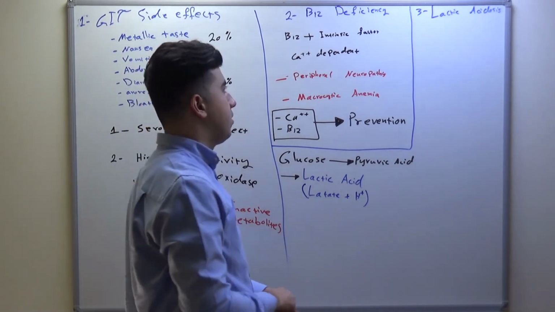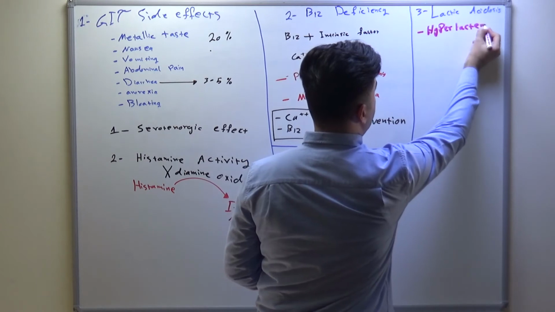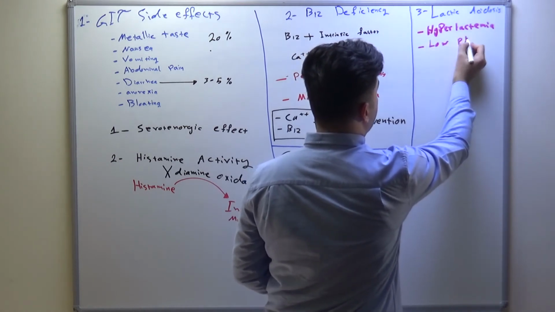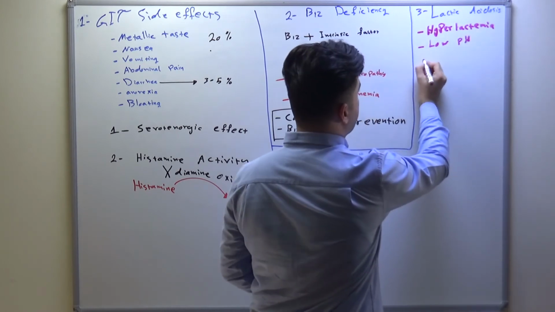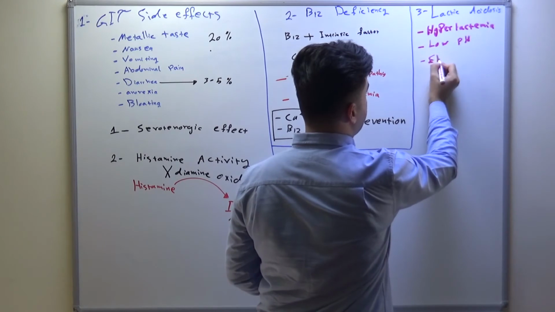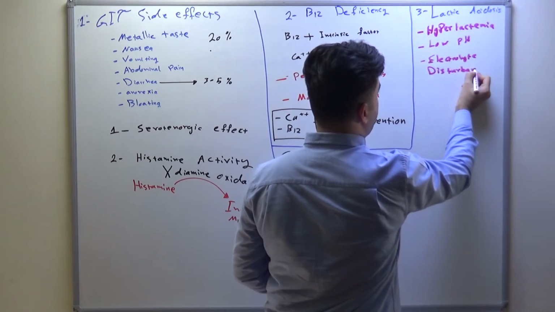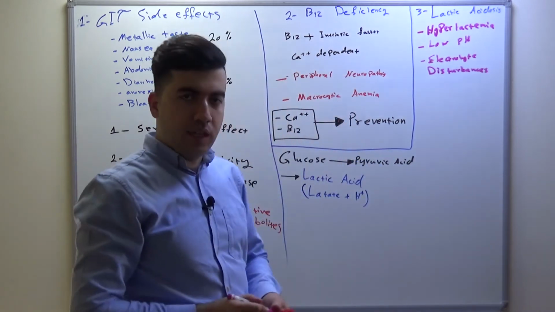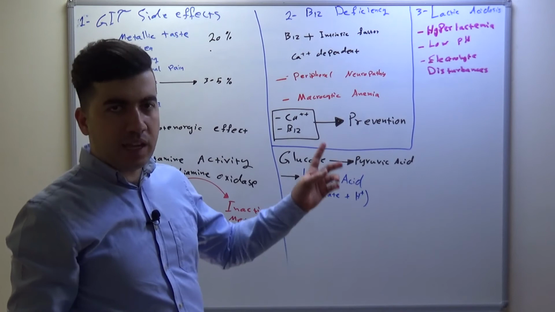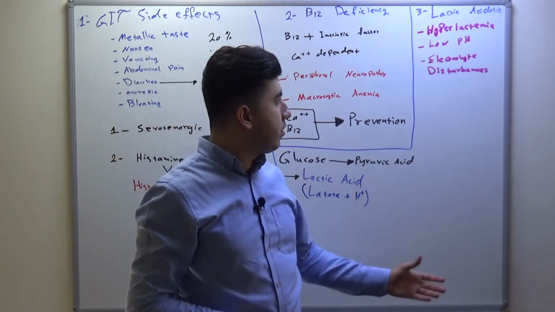So lactic acidosis is characterized by what? First one, hyperlactemia. Second, low pH. And low pH means what? Acidosis. Okay, low pH acidosis and also electrolyte disturbance. So metformin, by increasing lactic acid production and inhibiting lactic acid clearance or metabolism, leads to accumulation of the lactic acid, hyperlactemia, and also increases the concentration of the hydrogen ions, protons, low pH, and also electrolyte disturbance.